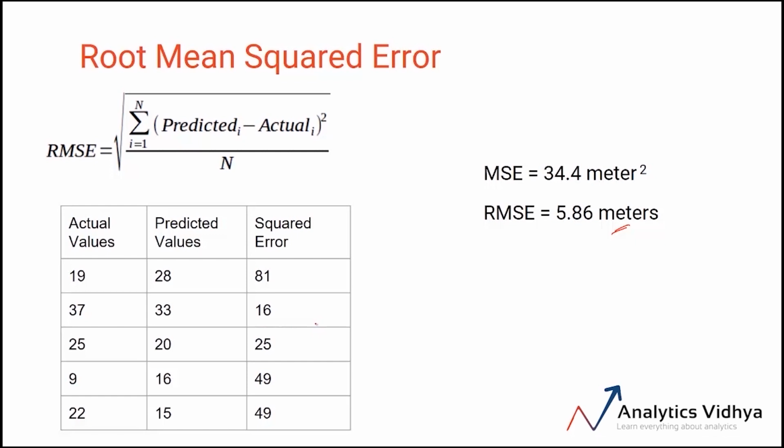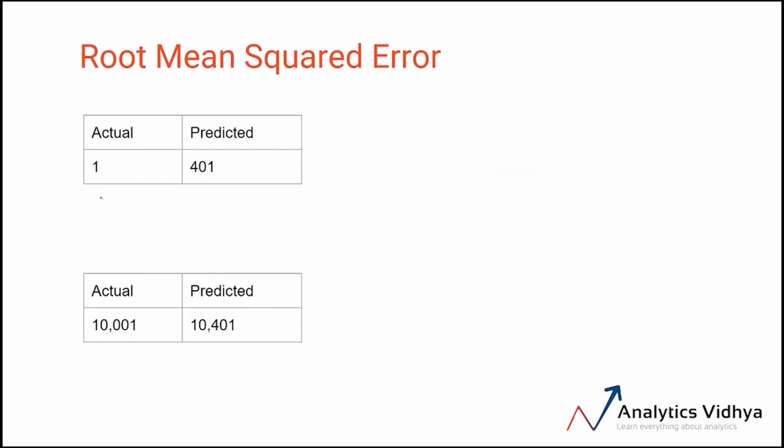But note here, even RMSE might not be the best metric for regression problems. Wondering why? Let me illustrate this using a simple example. So suppose I have these two cases. In the first case, my actual value is 1 and predicted is 401. Something has clearly gone wrong in our model. In the second case, the actual value is 10,001 and the predicted is 10,401. That's a pretty decent performance by the model.